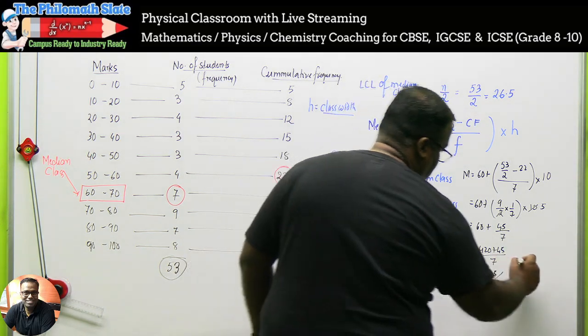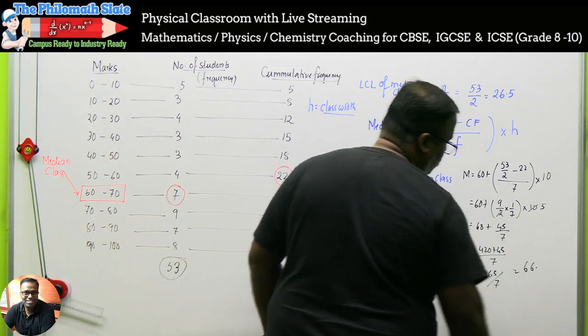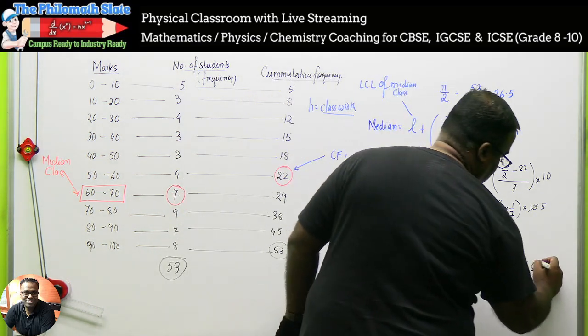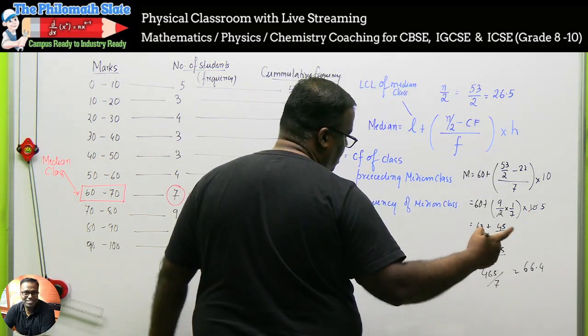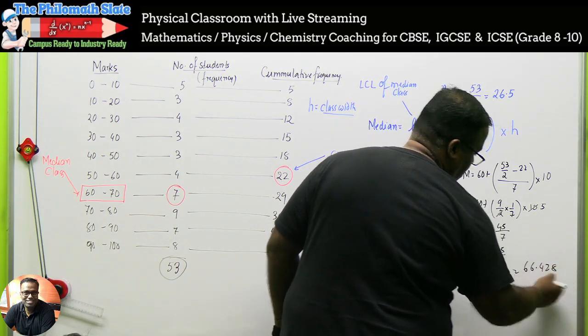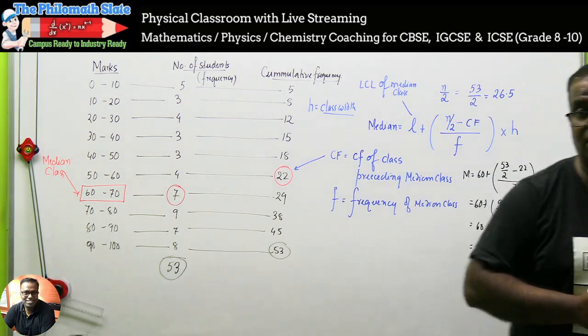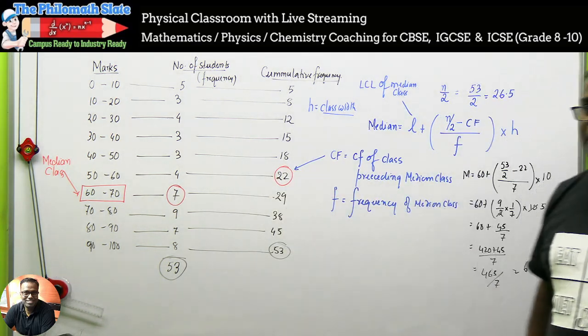So let's do it. 7 6s are 42. 445. 7 6s are 42. 330. 7 4s are 28. 220. 7 2s are 14. 660. 7 8 56. So 66.428. So 66.4 is your median. We are exactly more than 66.